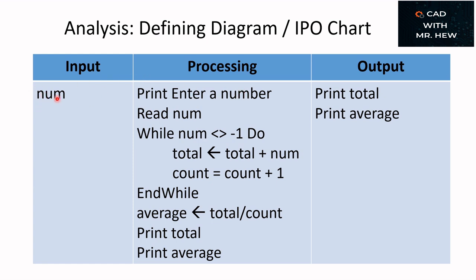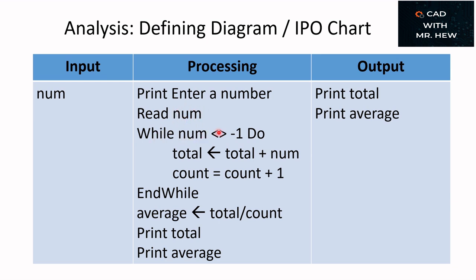Then once we have the number, we have to process it. So this will be the processing part. We're going to print on the screen enter a number so the user will know what to do. Then we'll read from the keyboard the number, which will be stored in the variable num.